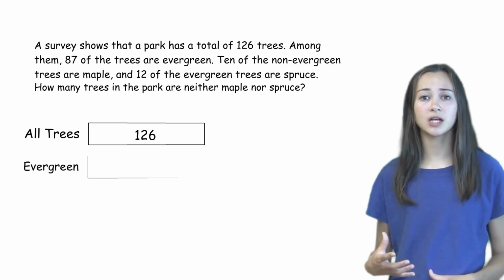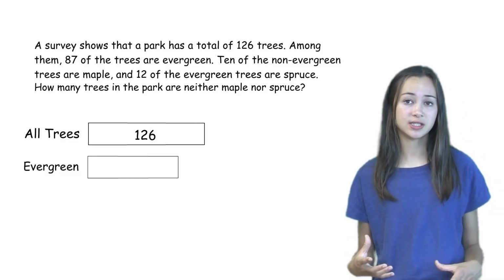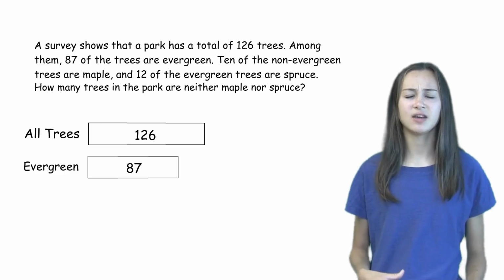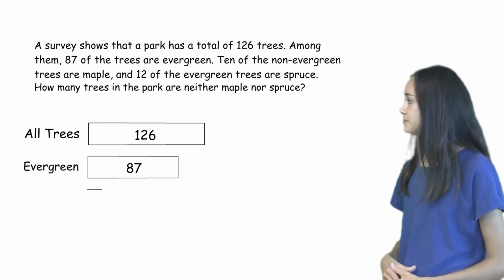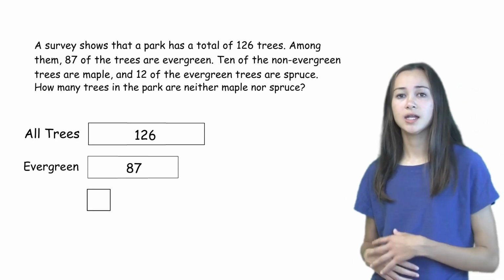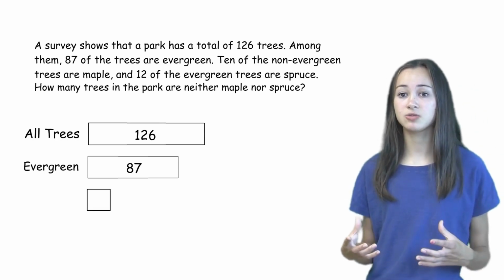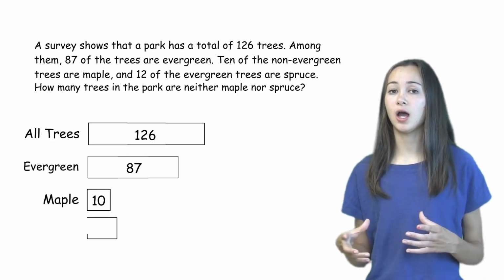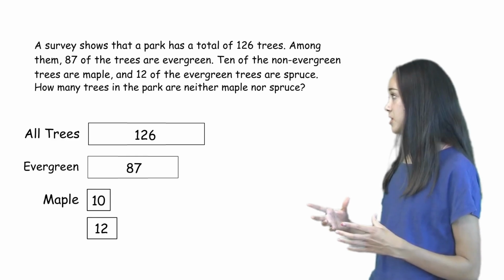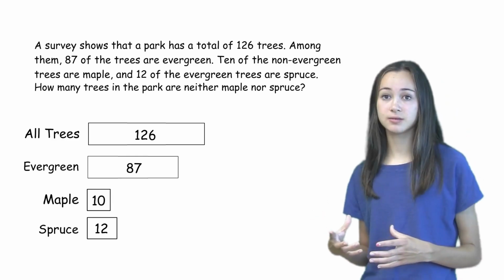Now we can draw another box to represent the evergreen trees. There are 87 evergreen trees, so let's write 87 in this box. Now we can draw another box to help us represent the 10 maple trees, and we can draw another box to represent the 12 spruce trees.